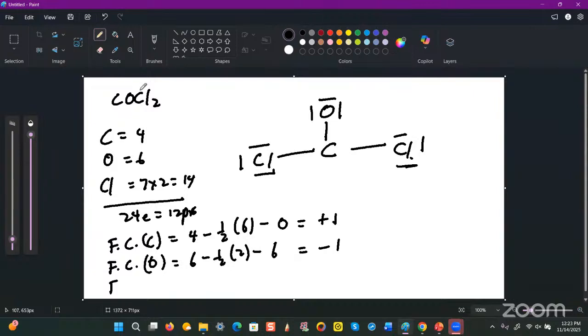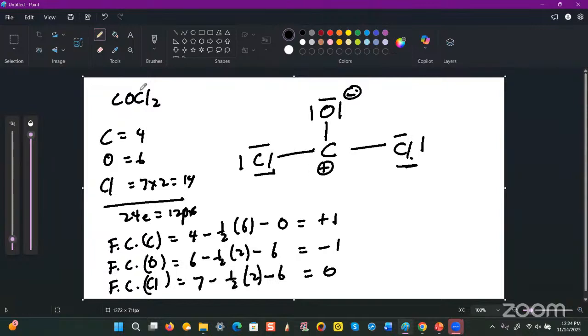And then finally, in the case of chlorine, the same calculation would apply to each of these, so I'm just going to do the calculation once. That's 7 minus half of 2, which is the bonding electrons, minus 2, 4, 6 non-bonding electrons. And according to my calculation, that is equal to 0. So the chlorines will have no charge on them, but the oxygen will have a minus 1 charge, and the carbon will have a plus 1 charge.